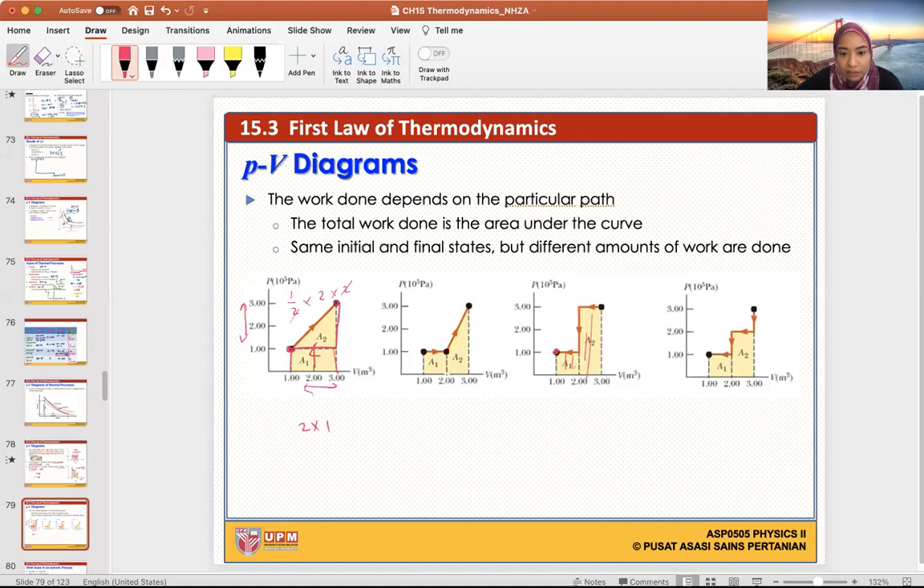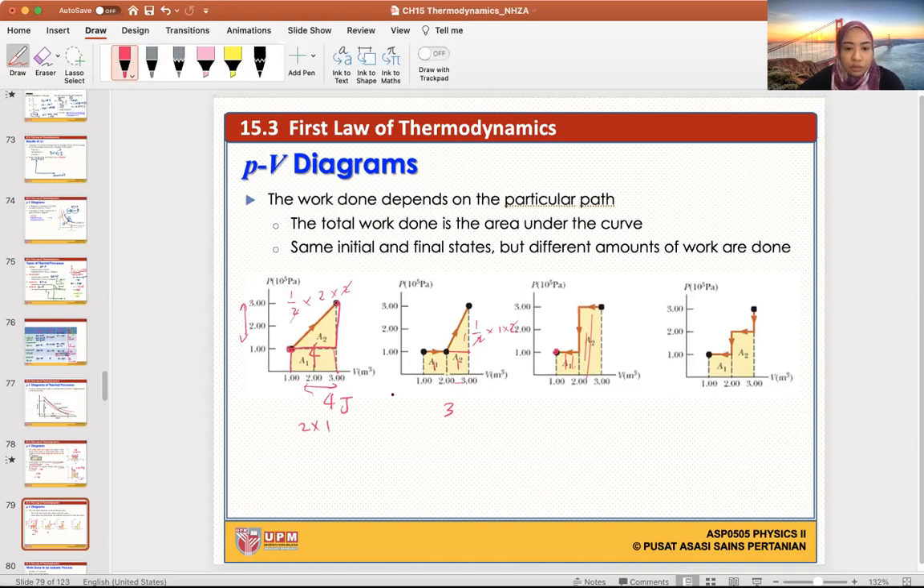We have a triangle over here, a square over here, a square over here. So this is 1, this is 1, this is 1, 1. So that is 1. This is 1 over 2 times 1 times 2. So that is just 1 as well. So 1, 1, 1, this is 3, this is 4. Even though they started at the same point and ended at the same point, they have different areas.